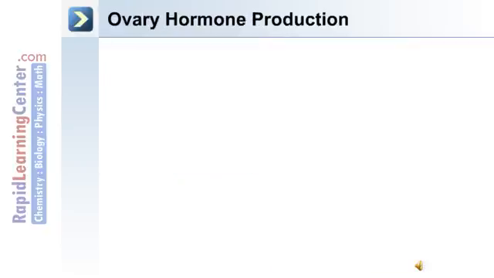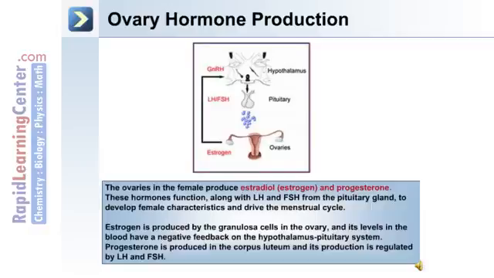In the female, the gonads are the ovaries, and they produce estradiol, or estrogen, and progesterone. These hormones, along with luteinizing hormone and follicle-stimulating hormone from the pituitary gland, function to develop female characteristics and drive the menstrual cycle. Estrogen is produced by the granulosa cells in the ovary, and its level in the blood has a negative feedback on the hypothalamus pituitary system. Progesterone is produced in the corpus luteum, and its production is regulated by LH and FSH.